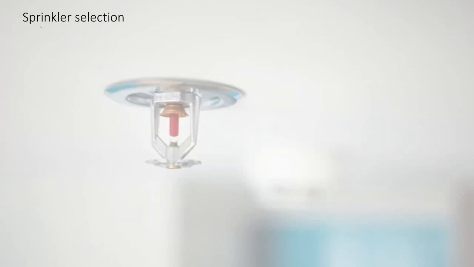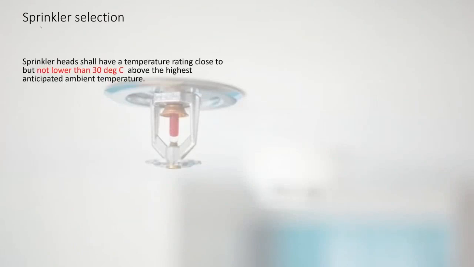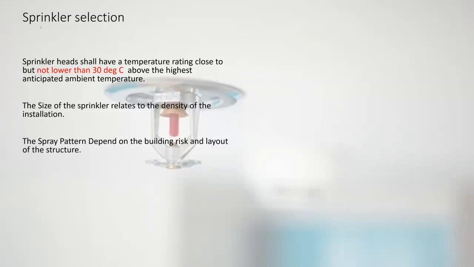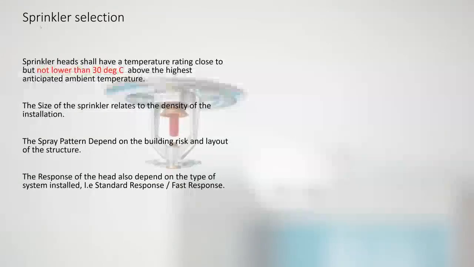So how do you select sprinkler heads? Sprinkler heads shall have a temperature rating close to but not lower than 30 degrees above the highest anticipated ambient temperature. The size of the sprinkler heads relates to the density of the installation. Spray pattern depends on the building risk and layout of the structure, and that's been enhanced in TB 207 of the rules. The response of the heads also depends on the type of system installed, and that can be either standard response or fast response. Again, it's all highlighted in TB 207.